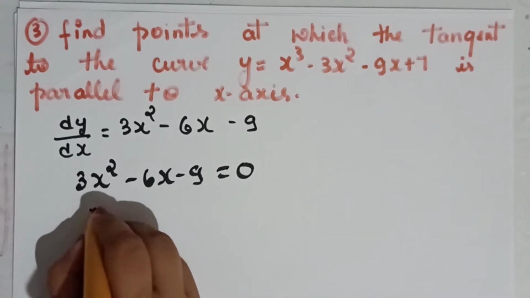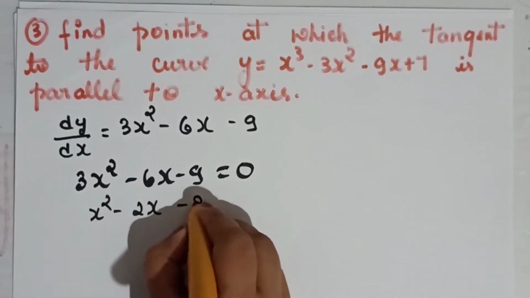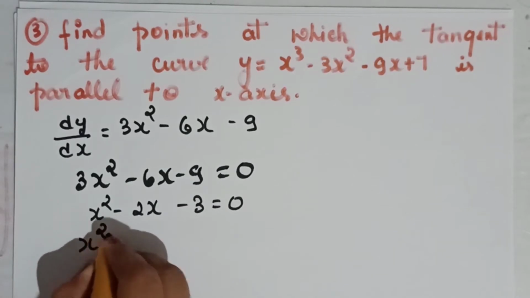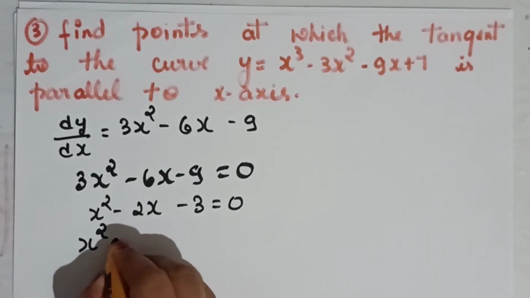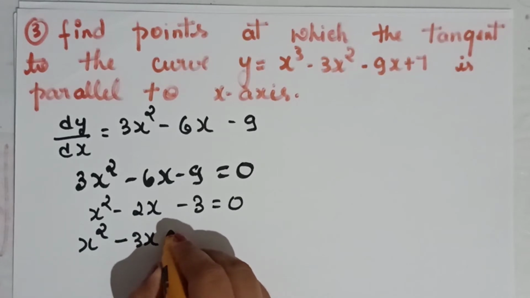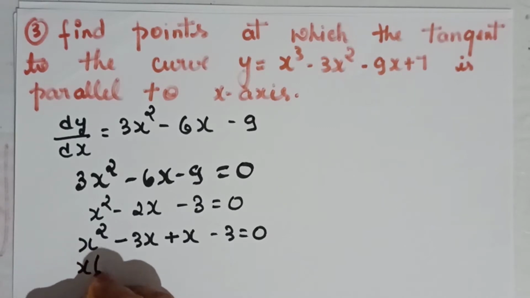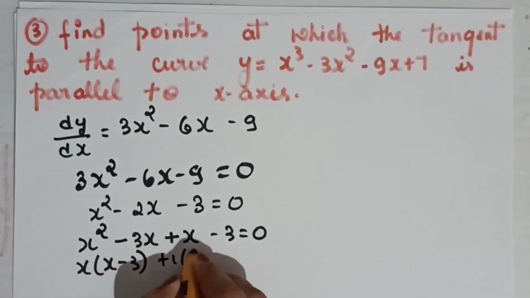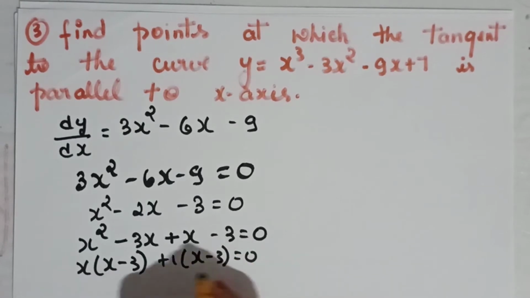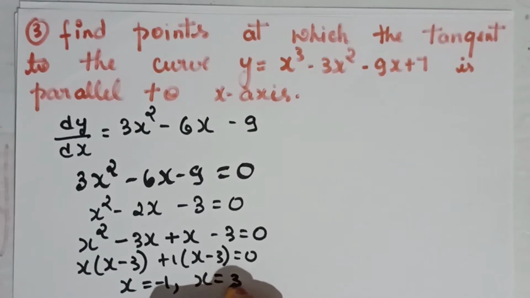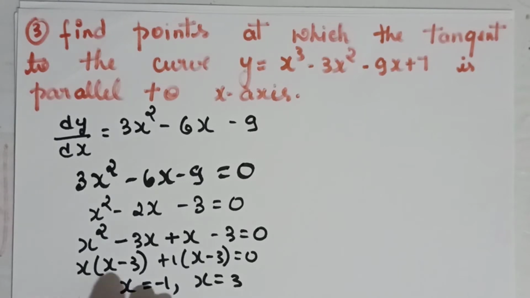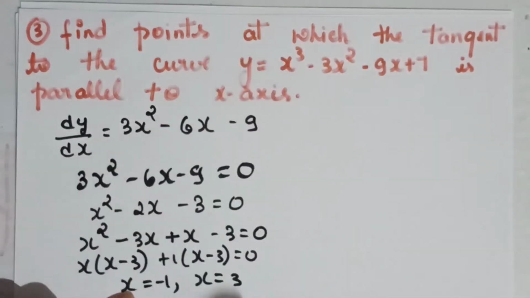So take 3 common out. So x square minus 2x minus 3 equal to 0. x square minus 3x plus x minus 3 equal to 0. So x minus 3 plus 1 x minus 3 equal to 0. So here we get x is equal to minus 1 and x is equal to 3. So now you got the values for x, that is minus 1 and 3. Then substitute the value of x in the given equation.